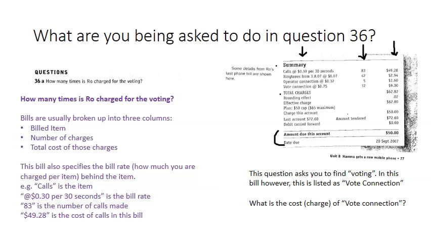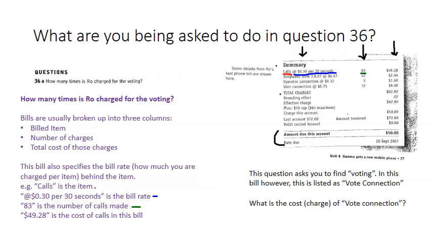Sometimes bills will also give you details about the bill rate, so not just the bill item, like here. If I just underline this one, it says calls. So calls is the item. Then they've given the details of that bill, so the bill rate. So here it says 30 cents per 30 seconds. So that's the bill rate. And if you have a look here, it then tells you that there were 83 calls made. So that's the number of calls, the number of items in this bill.